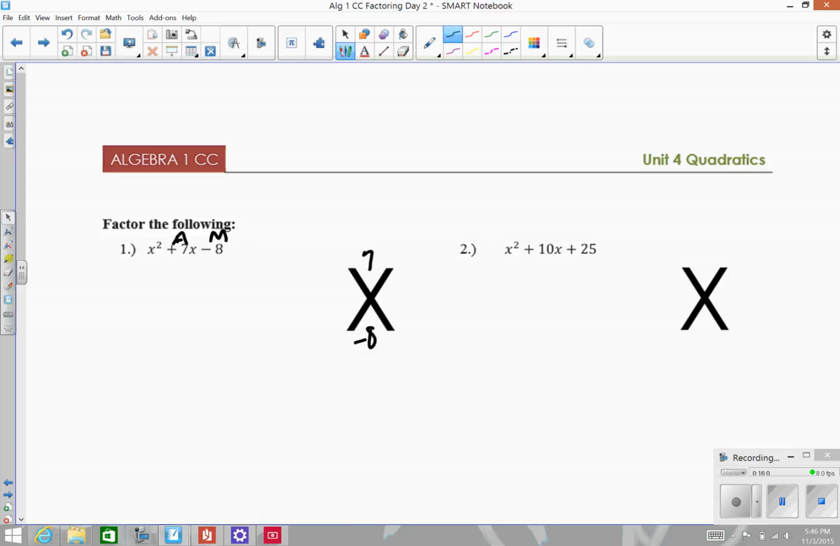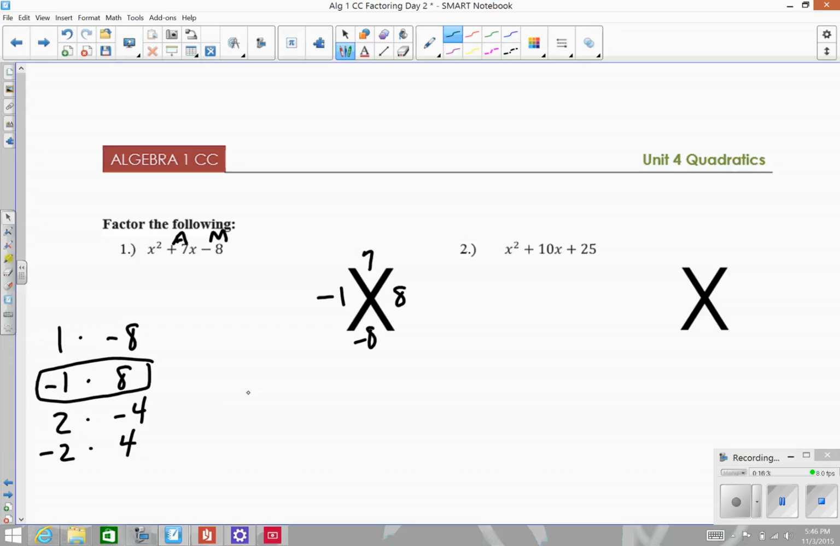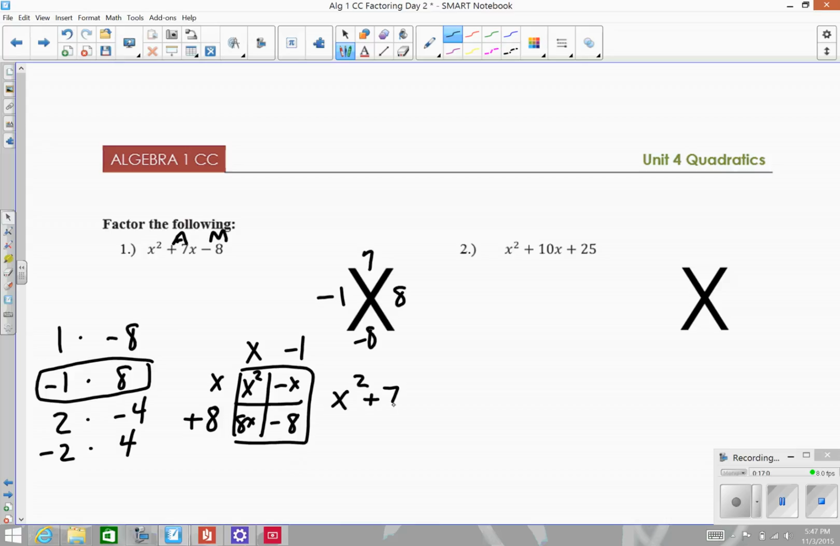So I'm going to think of all the pairs that I can use to multiply to -8. I have 1 times a -8, -1 times a +8, 2 times a -4, -2 times a +4, and I think that's all the ways that I can multiply to -8. If I add these numbers, I want to find the pair that adds up to 7. And I can see that it's here, -1 and 8, going to add up to 7. So I'm going to put those numbers here. And those are the numbers that, if I were to fill in my box, I would have x with a -1 and x with a +8. If I multiply those out and combine my like terms, this all will equal x squared plus 7x minus 8.